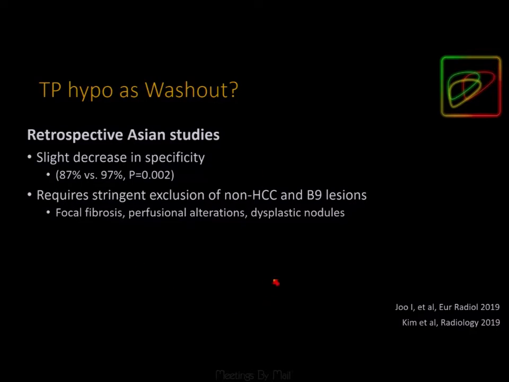The initial literature that we have on this is mostly coming from retrospective Asian studies. Of note, they have a different demographic than we do. A lot of hepatitis B non-cirrhotic patients, so we don't know if some of the results they're seeing, which demonstrate only a minimal decrease in specificity and improvement in sensitivity, would really translate to the Western cohorts. So this is my point to urge you all, if you're interested in research, to consider looking at this as a possible next project.